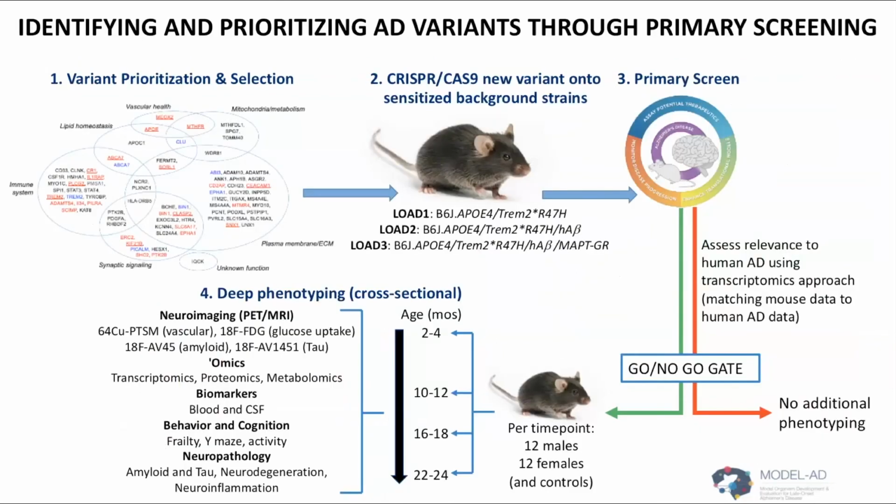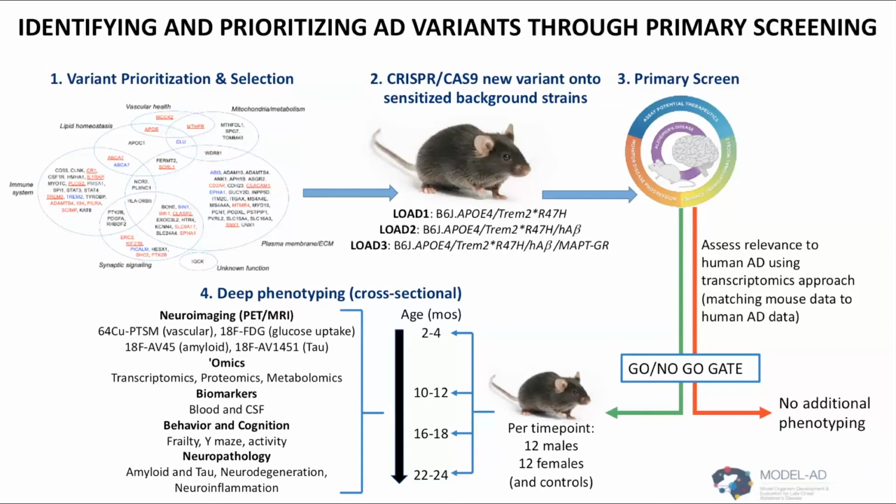So the third aspect of this is to take those what we might call platform strains, for instance, LOAD1, 2, and 3, and now introduce those additional risk factors that might be the critical risk factor that tips a mouse over from having some endophenotypes of Alzheimer's disease all the way to having full-blown late-onset Alzheimer's disease with amyloid pathology, with tau pathology. And so we do this via a method of variant prioritization and selection, which I'll show you on the next slide. And then we use CRISPR-Cas9 to introduce those new variants into these sensitized backgrounds.